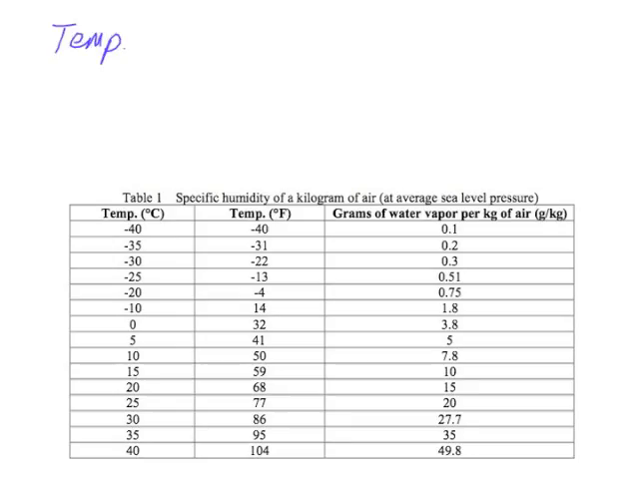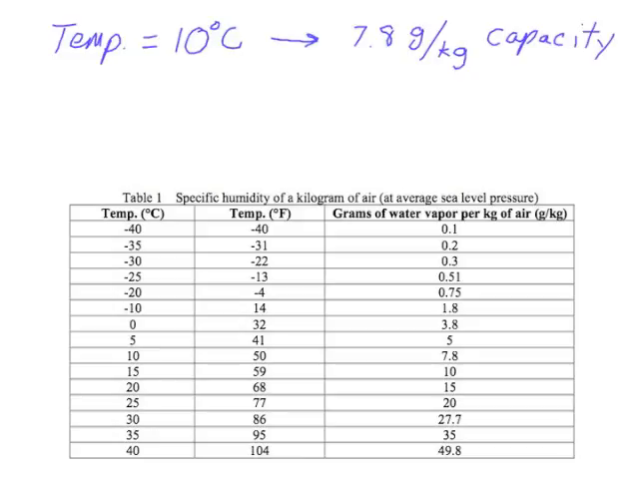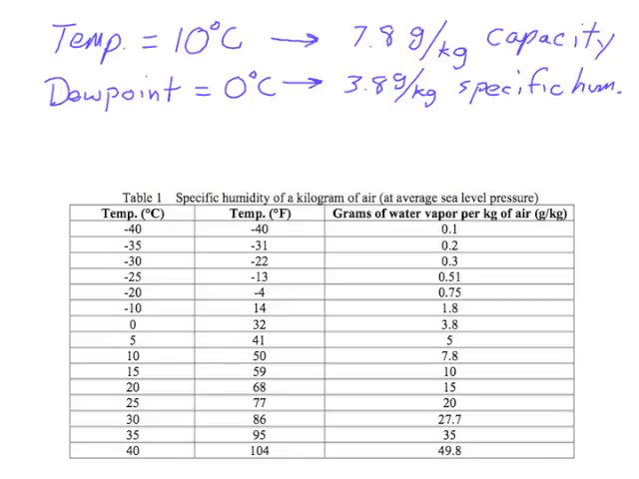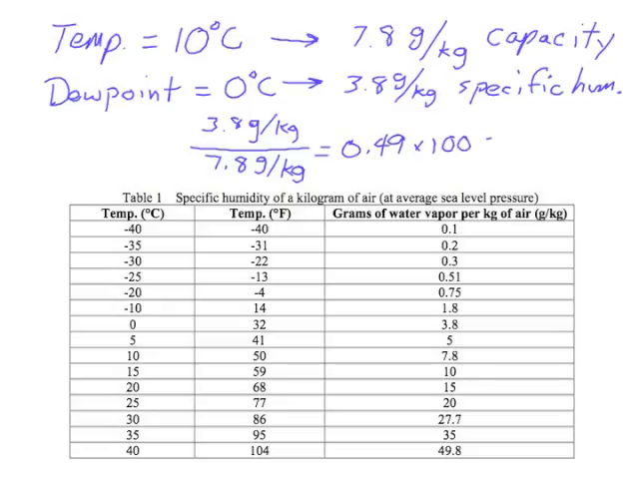All right, let's pretend that the temperature of the air is 10 degrees Celsius. Reading the capacity chart, that gives us a capacity of 7.8 grams per kilogram. Now, what if the dew point equals 0 degrees Celsius? That means there is 3.8 grams of water in a kilogram of air. To find the relative humidity, divide 3.8 grams per kilogram by 7.8 grams per kilogram, and that equals 0.49 or 49% relative humidity.